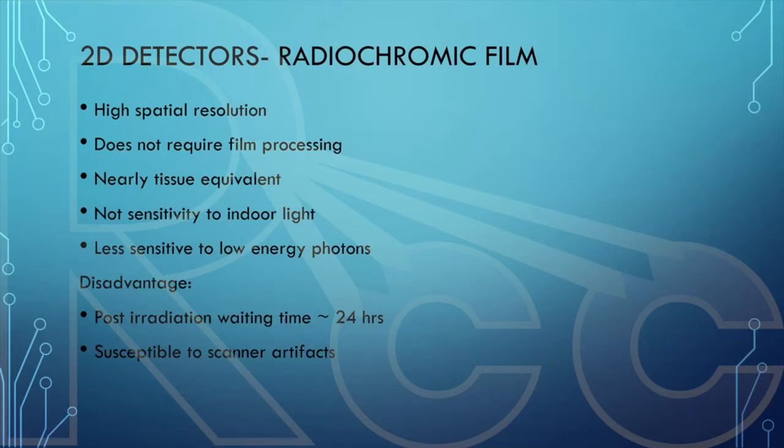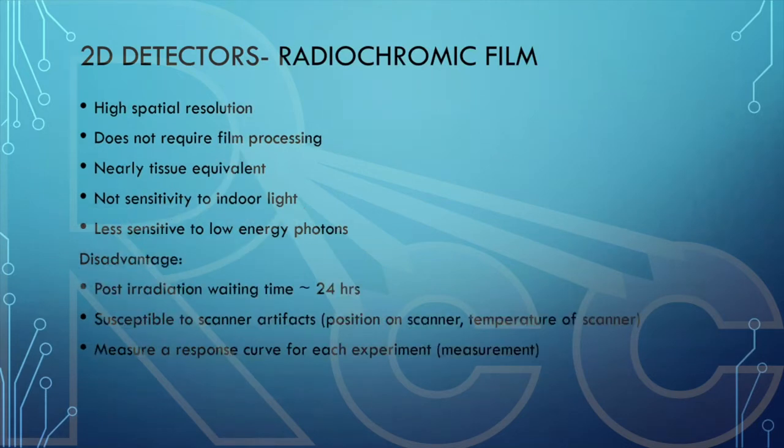You need to wait at least 24 hours before you can process your film after you have exposed it. And they are very susceptible to scanner artifacts. Also, you need to measure a response curve for each experiment. However, this is very easy to do. What you need to do is cut maybe 3 by 3 squares of radiochromic film, expose them to different doses, and then you create your calibration curve.